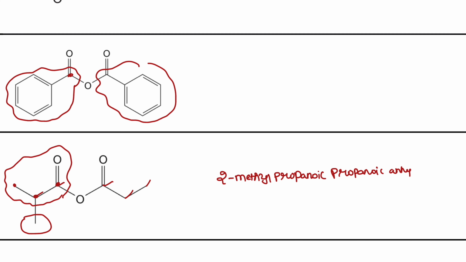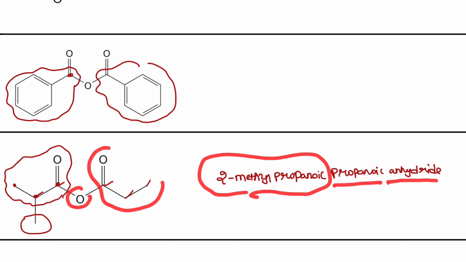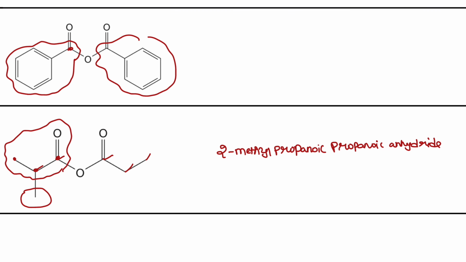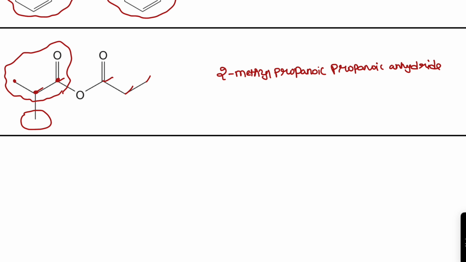After seeing this, you will get the idea. This is an anhydride. So you have to write oxygen. One side is a propanoic group. Another side is not a simple propanoic, that is 2-methyl propanoic. So this is about carboxylic acids and derivatives. Thank you very much.